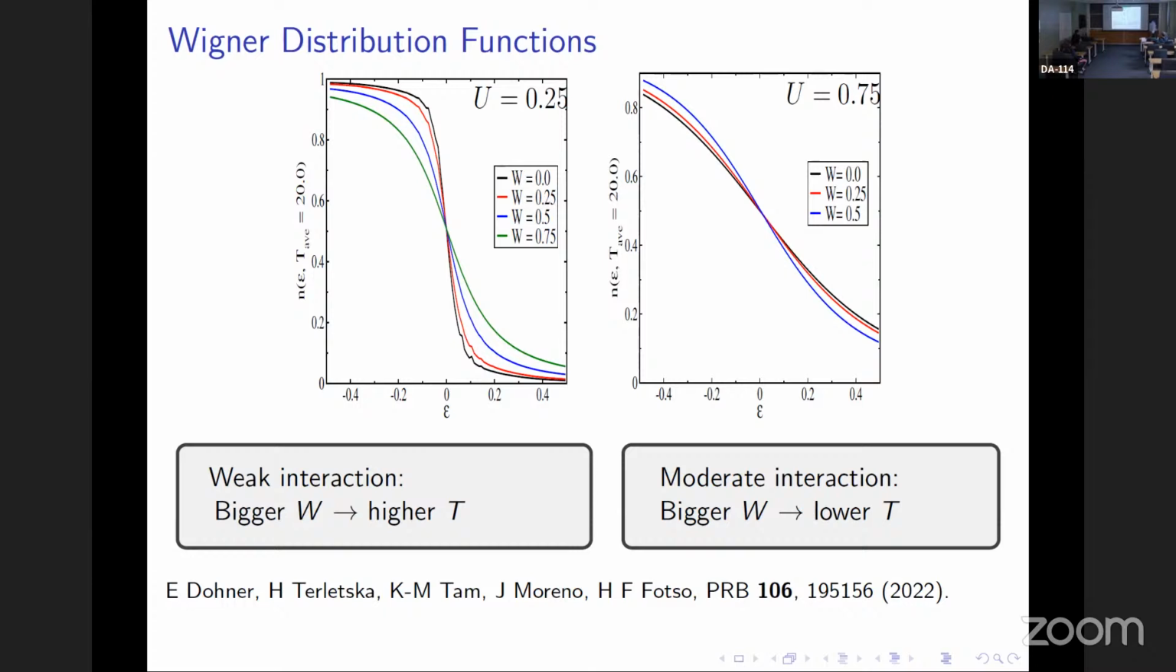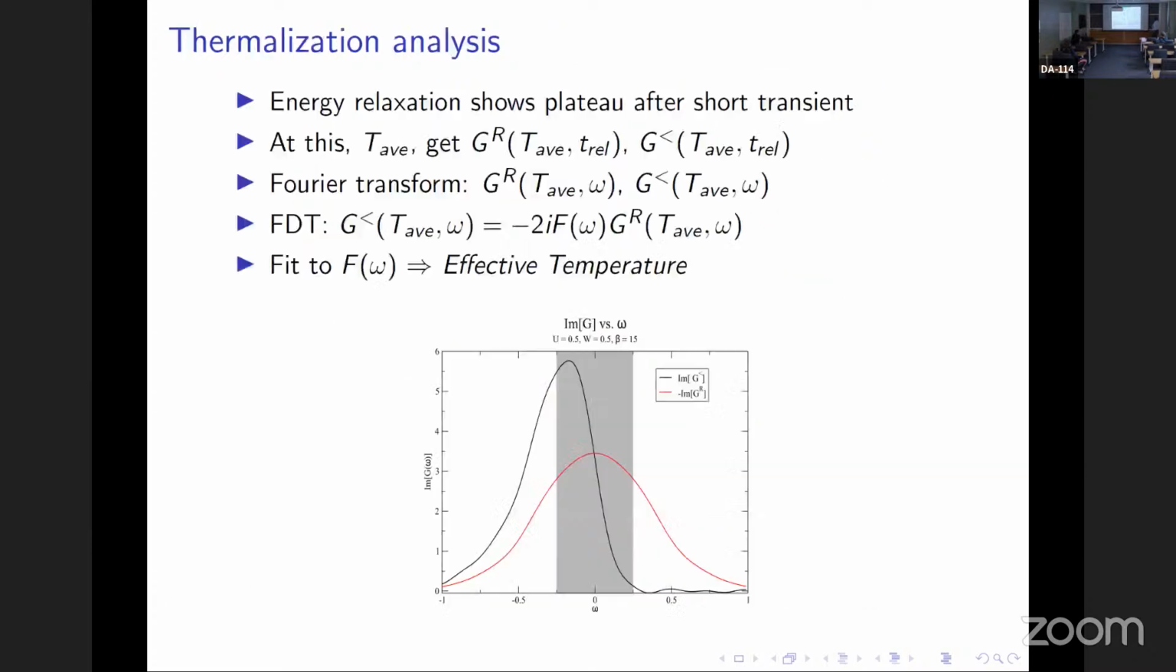We've had some new results lately that are not yet published, but I'm very excited to share them with you. They have to do with calculating the thermalization of the system. So I can calculate the effective temperatures. To get them, you have to get the retarded and lesser Green's functions and Fourier transform them. Then you apply the fluctuation-dissipation theorem, which requires a distribution function. Once I get these two quantities, I can take the ratio of them and see if it fits the Fermi-Dirac distribution function. That fit gives me a temperature, and that's the effective temperature of the system.